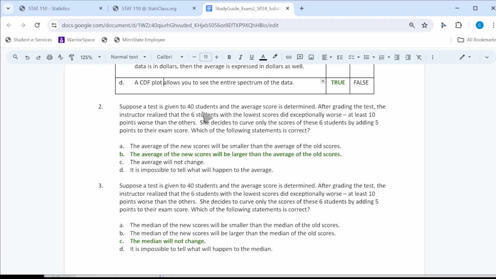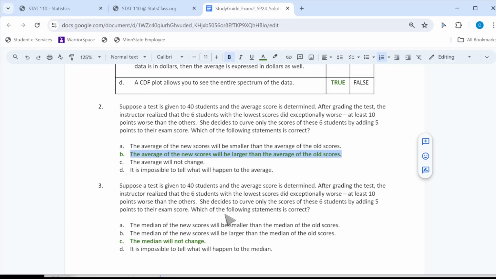Okay, suppose a test is given to 40 students. After grading the exams, 6 students with the lowest score did exceptionally worse. So I had 6 really low scores, and the teacher decides to curve them a little bit. So you think of the average as a balance point. If those lower scores are down here on the bottom, and I'm going to move them up a little bit, then my balance point has to move up because my data values are shifting up. So the average is going to increase a little bit.